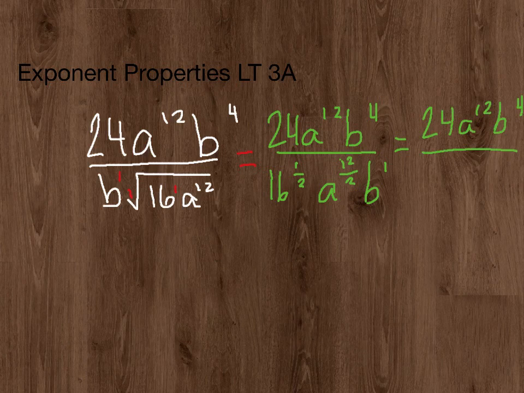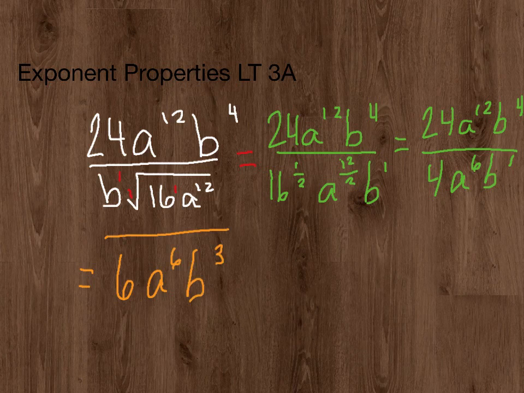I type in 16 to the 1/2 into my calculator and I get 4. 12 divided by 2 is 6, and my b stays the same. Now I work on dividing and subtracting my exponents. I have 24 divided by 4 is 6. I go ahead and I subtract since my bases are the same and I'm dividing. 12 minus 6, which is 6. And I have 4 minus 1, which is 3. And this is my final answer.